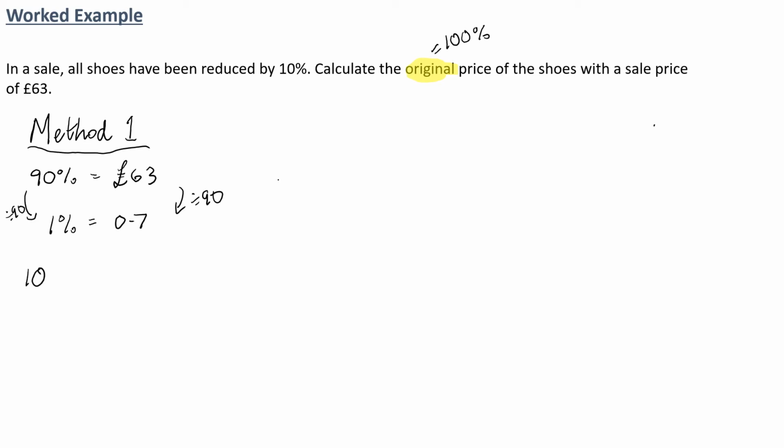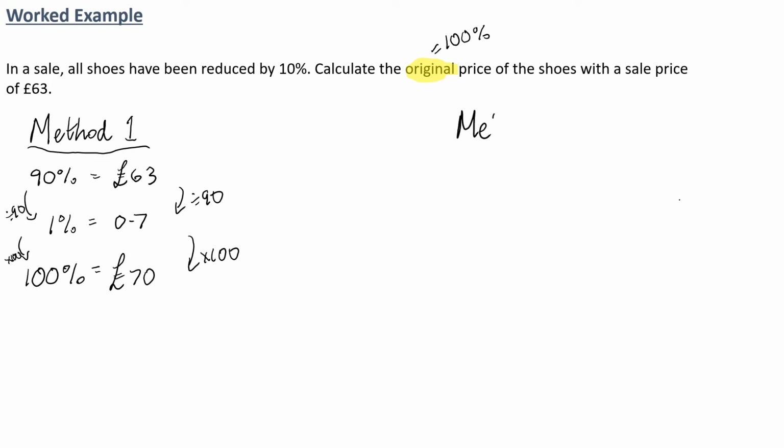And then we want to work out the original price, i.e. what was the full price. So we multiply that by 100. We do the same to both sides. Multiply it by 100, and we find that the original price is £70. Because if we think about it, if it was £70 and we reduced that by 10%, well, 10% of 70 is 7, and if we take that away, we're going to get 63. Okay, so this is known as the proportion method. So that's your first method you could use.